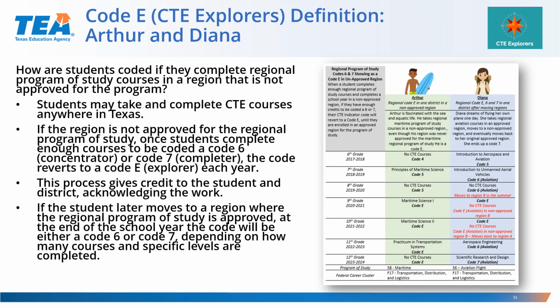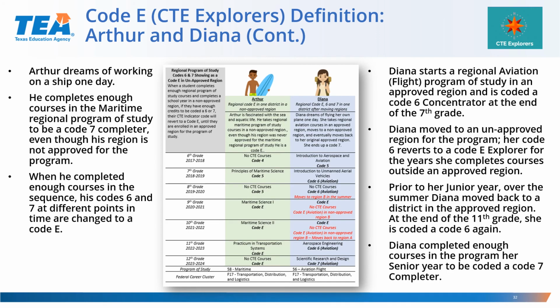Let's dig a little deeper into these 2 regional scenarios. We're going to talk about Arthur and Diana. In one of these examples, we also show how coding works if a student moves out of an approved regional program of study, ESC region, and moves back again. So let's take a look at Arthur.